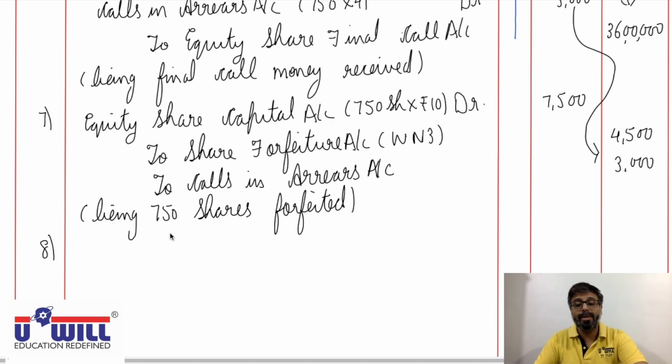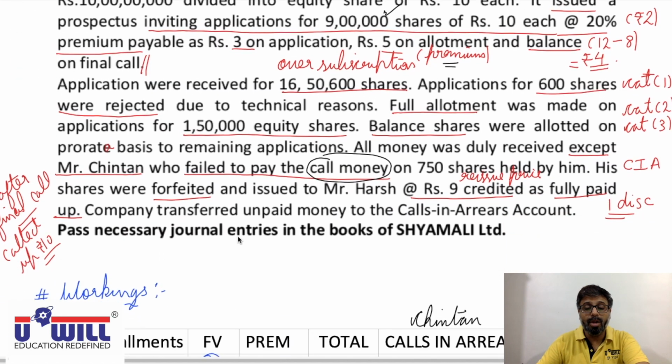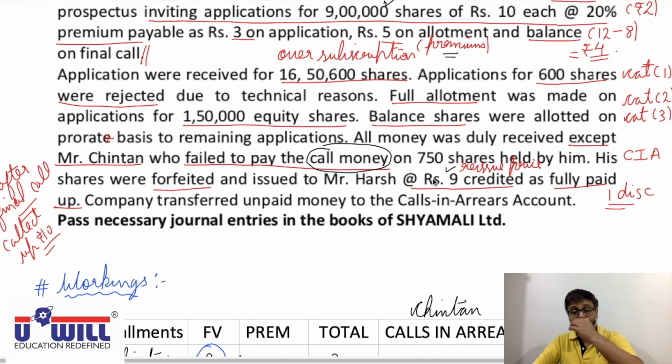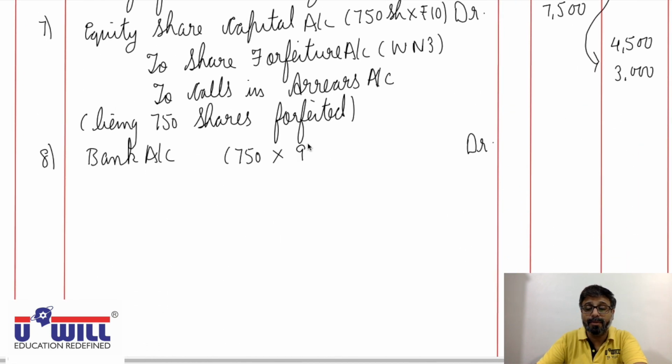Then the 8th entry, reissue of shares. Bank account debit with number of shares reissued, 750, into the reissue price, which is 9 rupees. See the sentence: his shares were forfeited and issued to Mr. Harsh at rupees 9, which we have mentioned as reissue price, fully paid, and we mentioned discount as 1. So bank account debit with 750 into reissue price 9, that is 6,750.